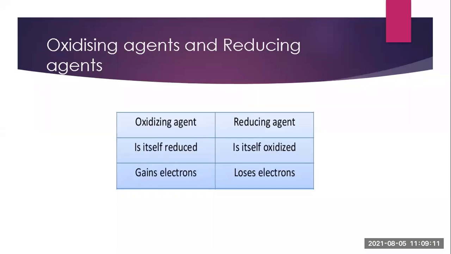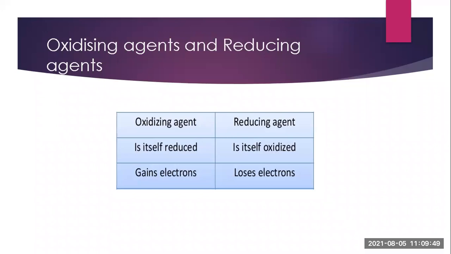Same way for the reducing agent, it reduces another element or another compound, but itself will not undergo any reduction. That's why it is known as the reducing agent. Below, the oxidizing agent and reducing agent are given. Oxidizing agent means it itself will be reduced, but it will make the oxidation of another element or another compound.